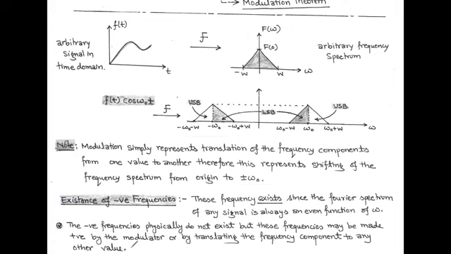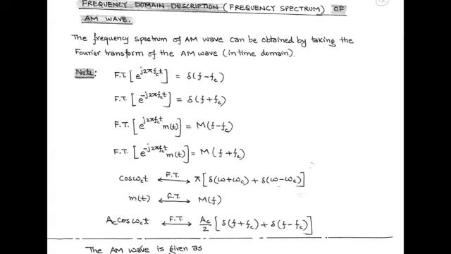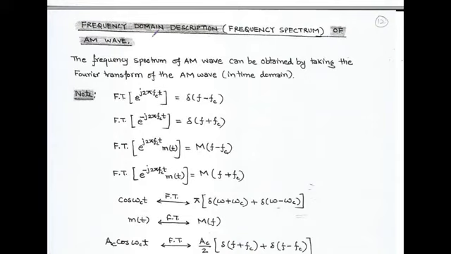Now, with the help of this information, we are ready to determine the frequency spectrum of standard AM, that is double sideband full carrier. So the next topic is the frequency domain description of AM wave, or we call it the frequency spectrum of AM wave. We know that the Fourier transform of e to power j 2 pi fct is del f minus fc. That is with the help of the frequency shifting property. Similarly, the Fourier transform of e to power minus j 2 pi fct is del f plus fc.